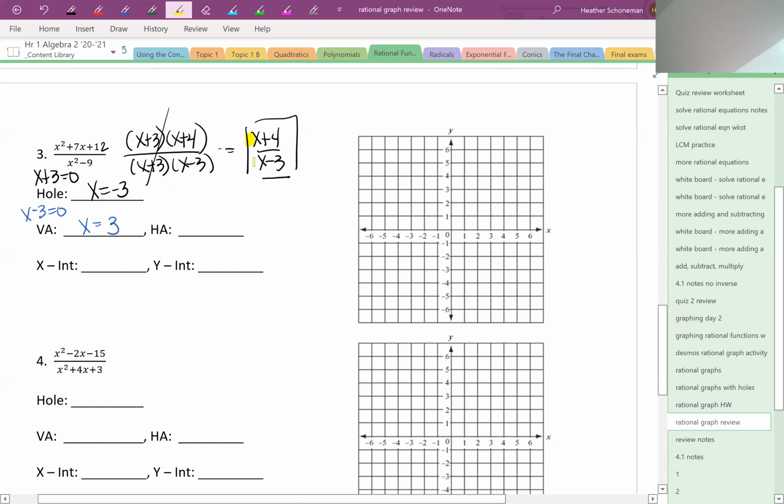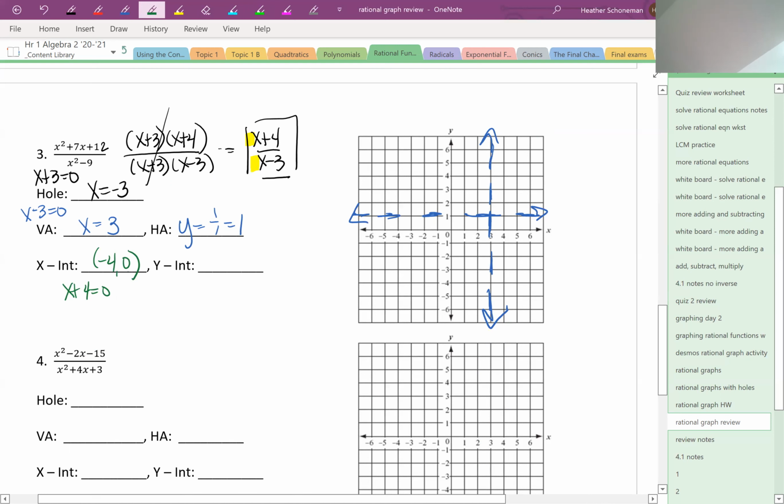Your horizontal asymptote, ratio of the leading coefficients. So it's 1 over 1, which is just 1. So I'm going to have a vertical line at 3 and a horizontal line at 1. So the x-intercept is when you set the top equal to 0. So I have x plus 4 equals 0, so I get -4, 0.